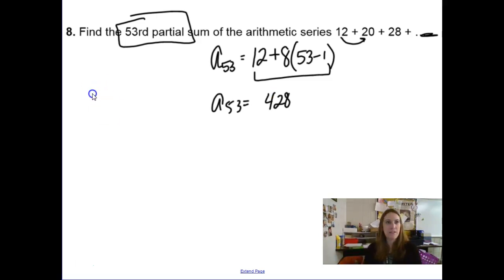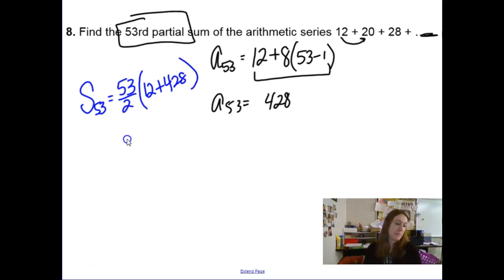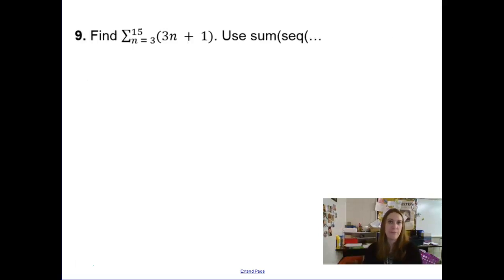So now going back and finding the sum of my 53 terms. First term was 12, just found out our last term was 428. On my calculator I get 11,660. So again, sum of the sequence works great on your calculator as well. This one I am for sure using sum of the sequence because they explicitly give me the formula, so they're just like begging for you to do this.